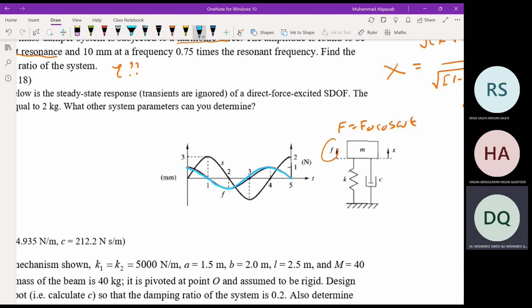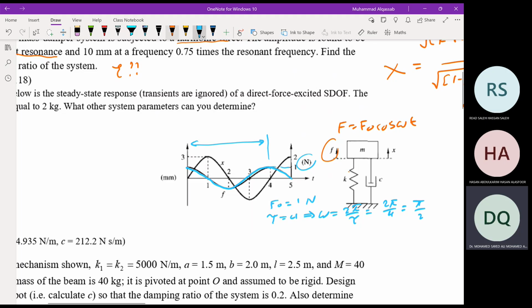It is a cosine wave, sinusoidal, with magnitude equal to 1 Newton. So F naught is equal to 1 Newton. It is one thing we can determine, right? And the period of oscillation tau, taken from peak to peak, is 4. Then we can calculate omega equal to 2 pi over tau, so 2 pi over 4 equals pi over 2 radian per second. This is the excitation frequency.